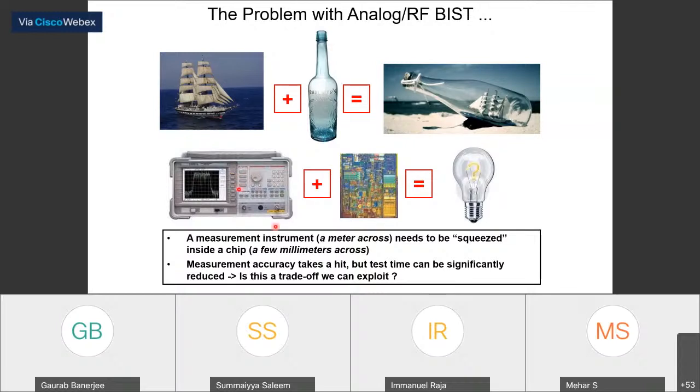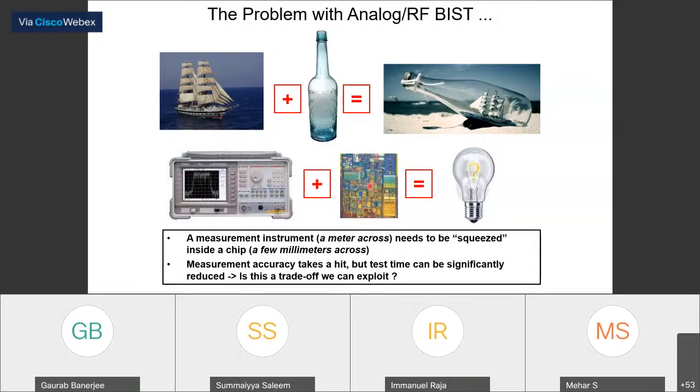So how do you put a spectrum analyzer in this thing? Perhaps we can appreciate the fact, and this is where analog and RF BIST becomes very interesting, that on day one we cannot really squeeze a high quality spectrum analyzer into a chip this small. However, if we know the limitations of our spectrum analyzer or any other measurement instrument, perhaps we can exploit those limitations and come up with something creative that allows us to test the chip.